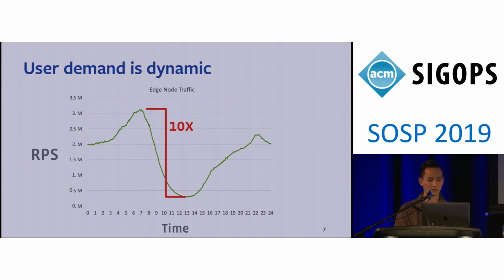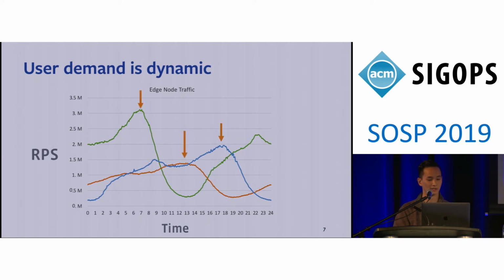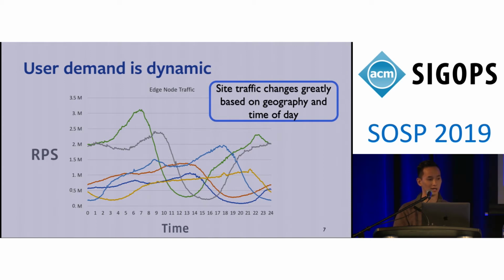In addition, here's traffic at two more edge nodes, and what you'll notice here is that the peak demand can occur at different times of the day based on geography. So the reality of our infrastructure is that we have lots of these edge nodes, and their traffic changes greatly based on geography and also the time of day.